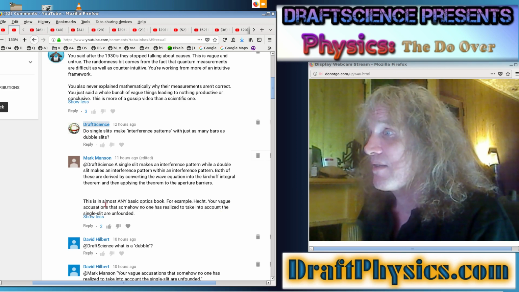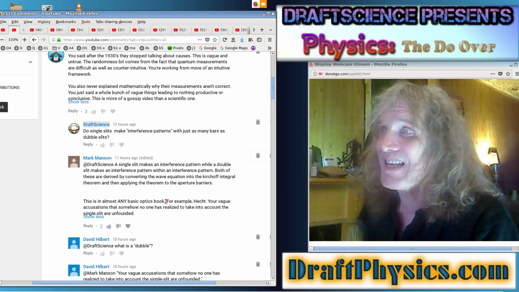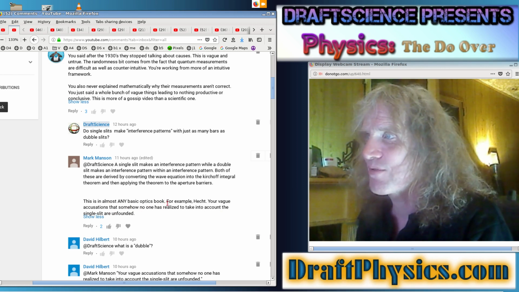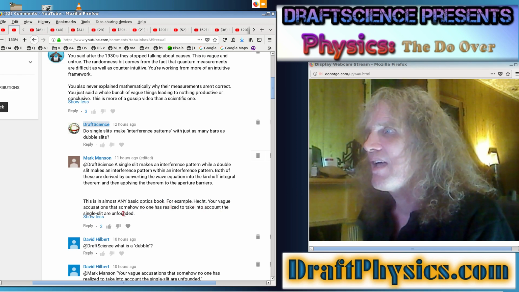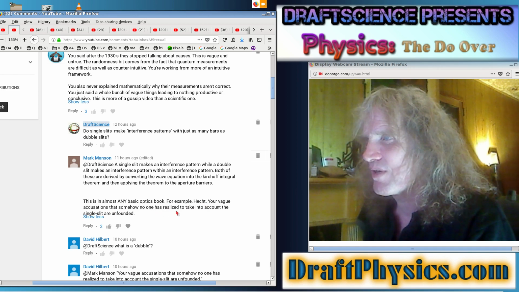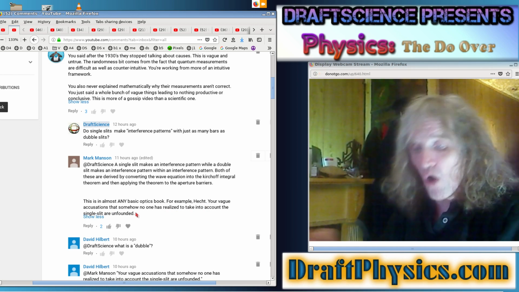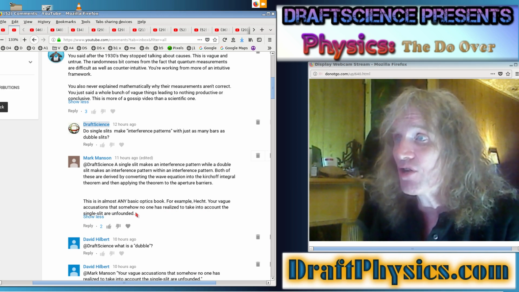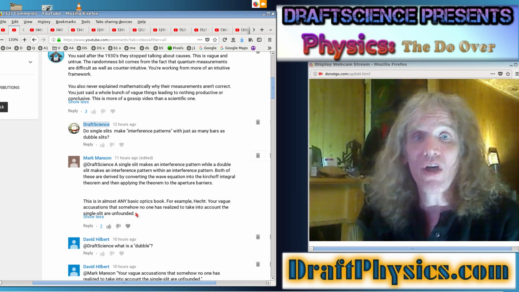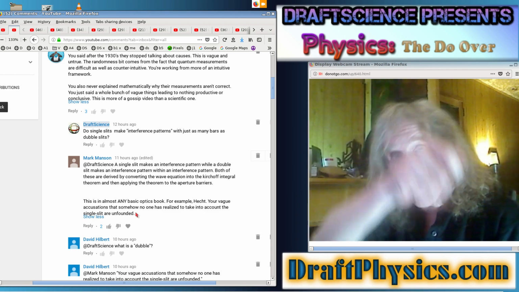Alright, try this again. This is in almost any basic optics book. Well, I don't think it's in any basic optics book, so I think that's horseshit. But anyway, for example, your vague accusations that somehow no one has realized to take into account the single slit are unfounded. I overtly show all of these people not taking it into account. I show them, Feynman, I show him drawing it wrong. I show each one of them drawing it wrong.